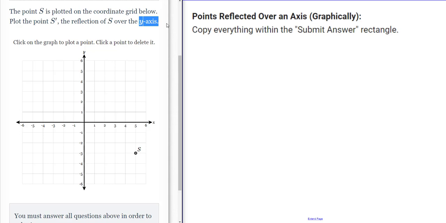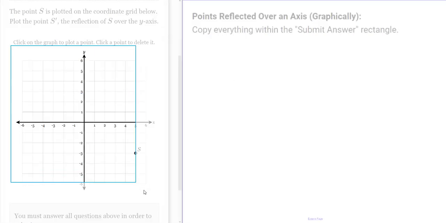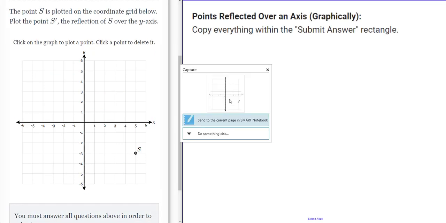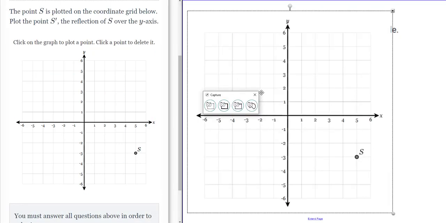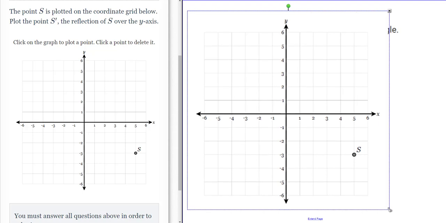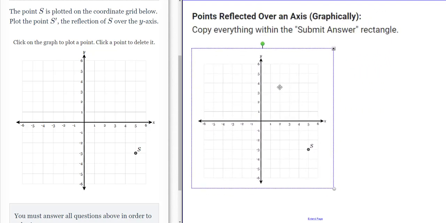So that's where it changed. Our first one was across the x-axis. Now this is over the y-axis. So just like I did in the last one, the first thing I'm going to do is copy this grid. Let me say it again. You do not have to copy the grid. I'm just making sure that visually you see what's going on.